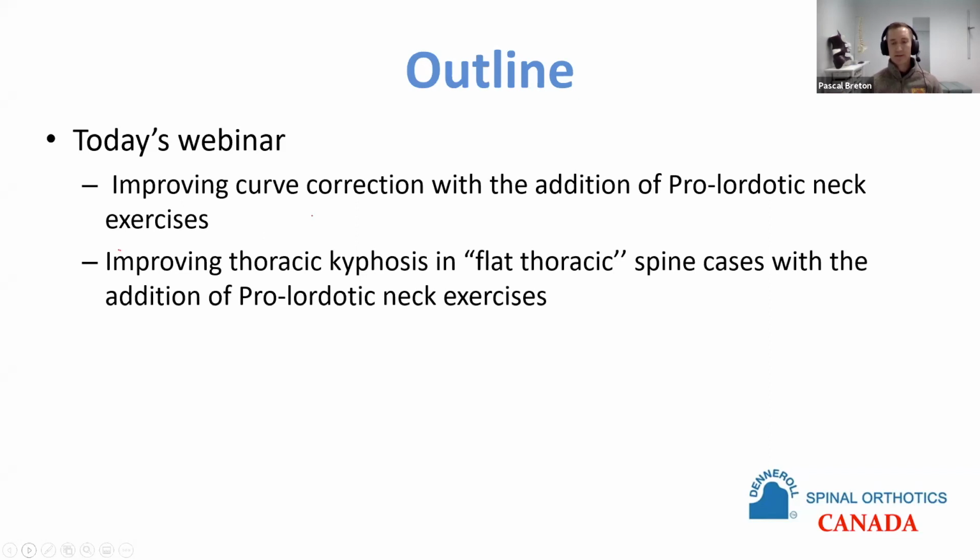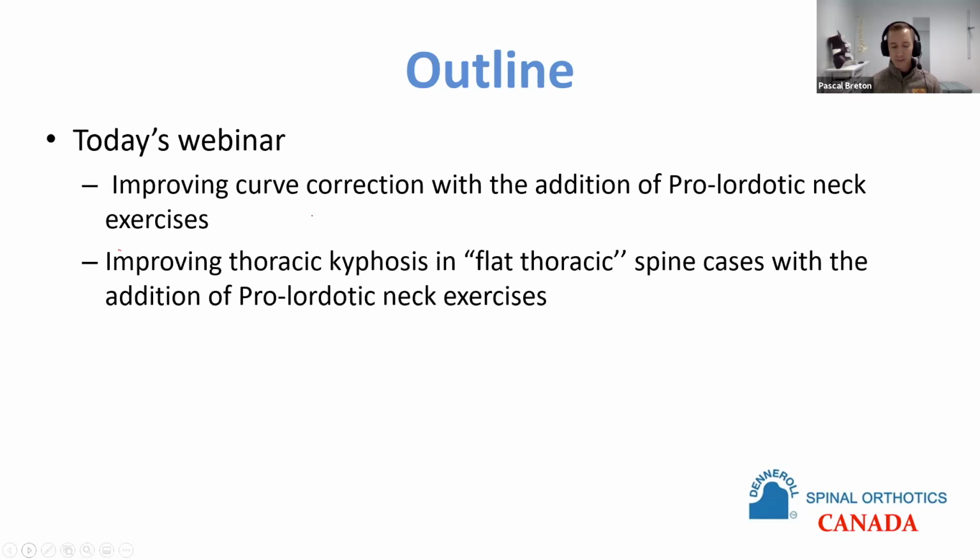And so we have these great simple devices called Pro-Lordotic neck exercisers, which do a wonderful job of helping to put a curve back into a patient's neck. And they are a great addition to doing these cervical dental rolls as well. So we're going to talk about the exercises, but then it was actually a perfect tie-in because when we add these exercises, we can really help to improve thoracic kyphosis in those cases where we've lost some of that thoracic curve.